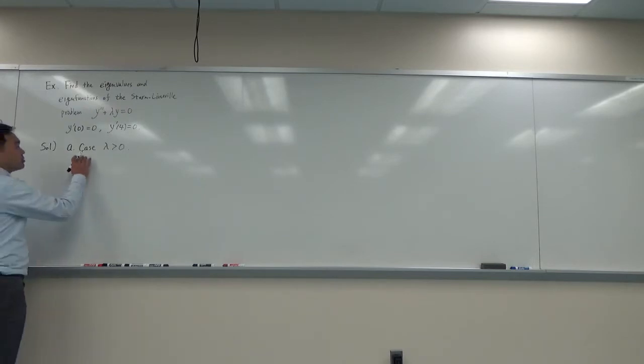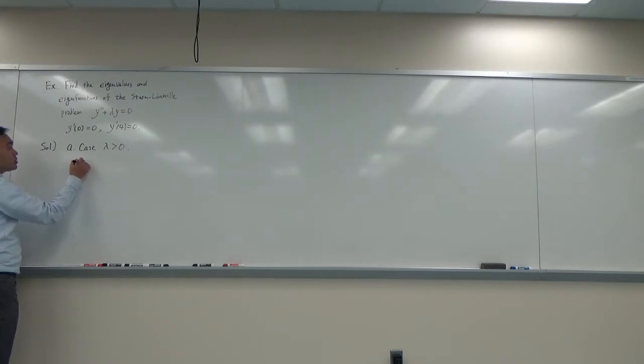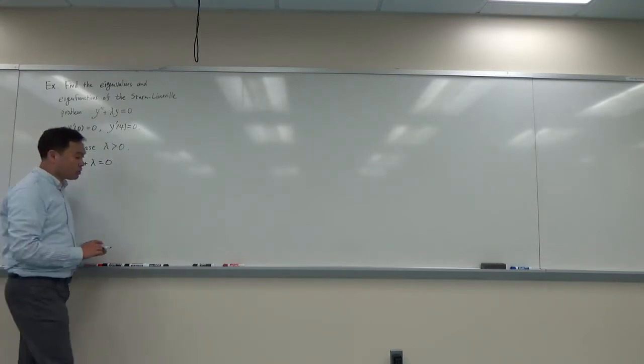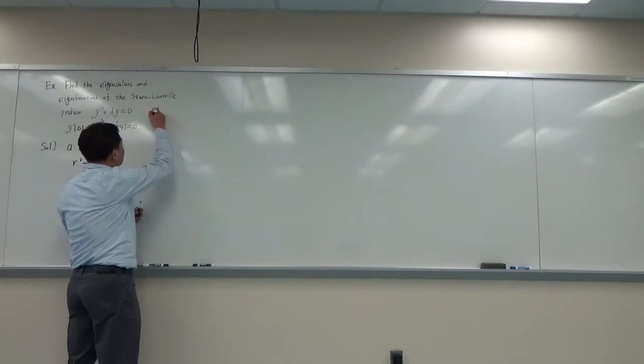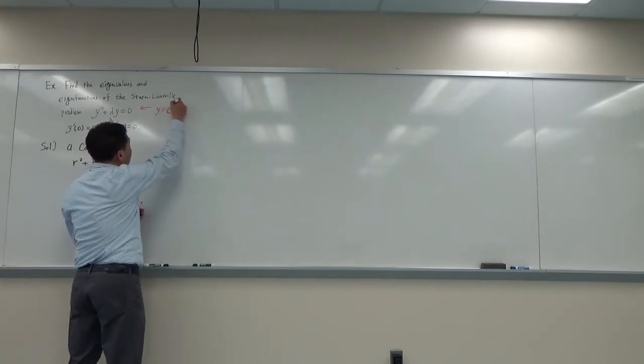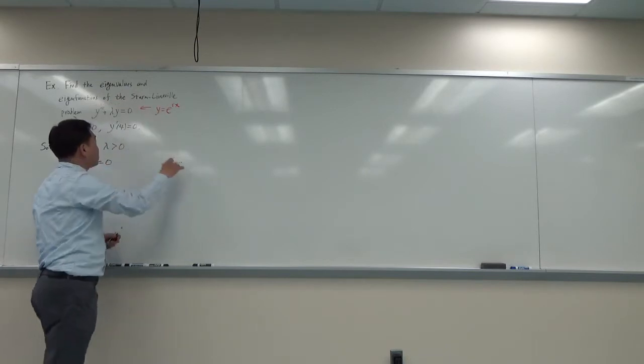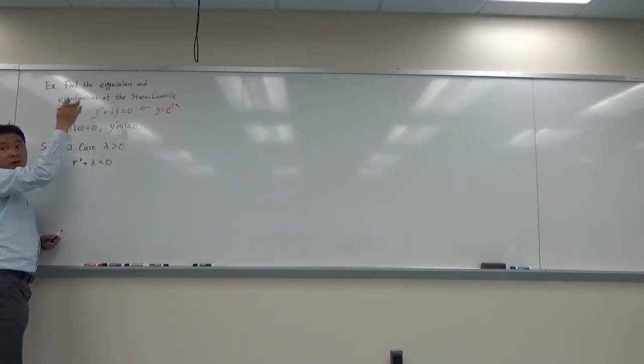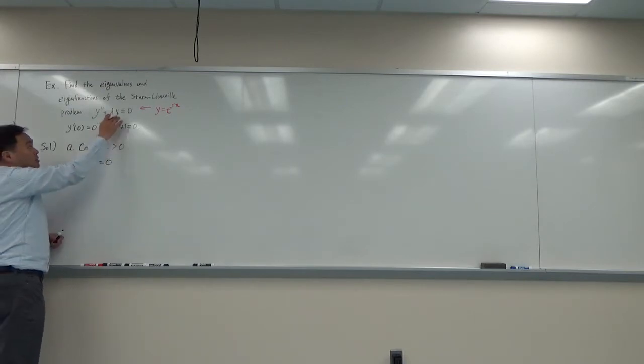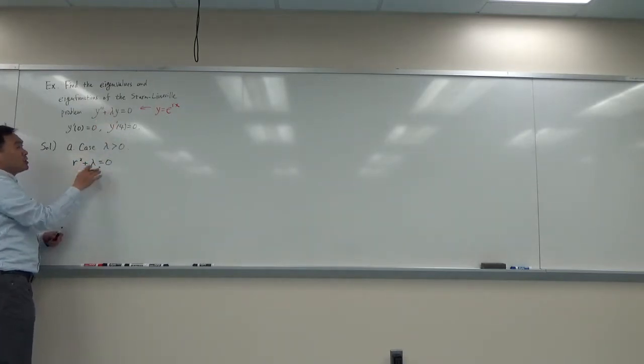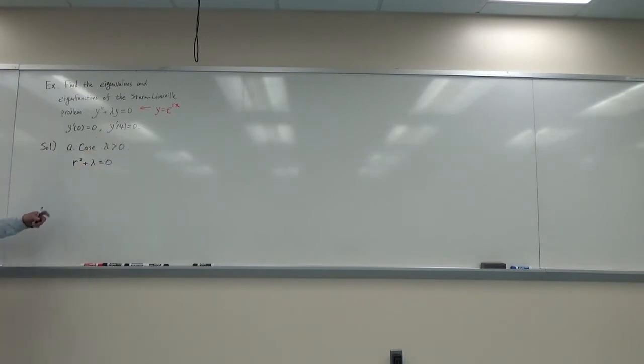Okay, so when lambda is bigger than 0, you can start with writing the characteristic equation. The characteristic equation is what you get if you plug in y equals e to the rx. So if you plug in y equals e to the rx into this differential equation, the second derivative will bring down r twice, creating this r squared, and this lambda will be multiplied. And once you divide both sides by e to the rx, this is the equation you end up with.